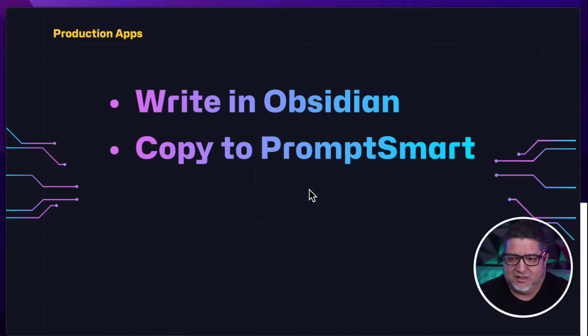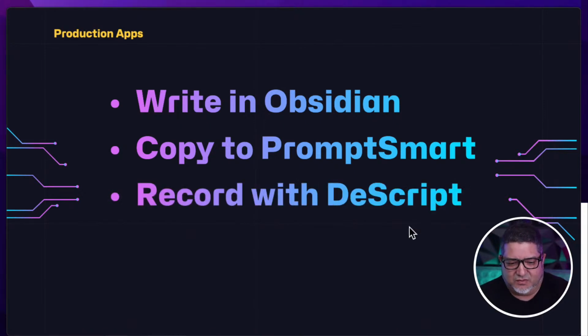It works pretty well. There is an iPad and an iOS app for it, but the nice thing about the desktop is that I could just quickly copy and paste from my Obsidian or any other application into it, and I really love it. So that's what I use for after I do my scripts. I put stuff into Prompt Smart, and after that, the next step would be to then go into DeScript and record. I'll show you the process that I use for that.